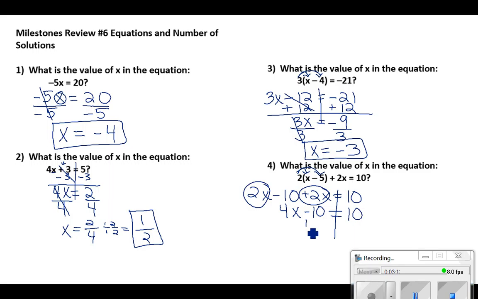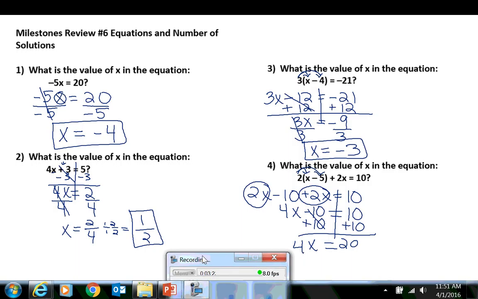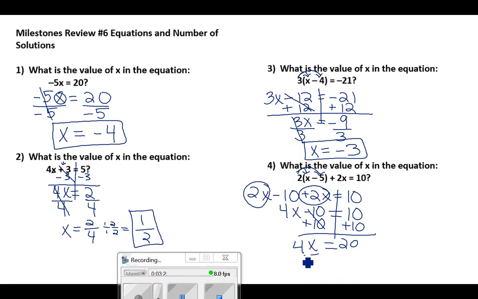Next, we're going to add 10 to both sides. So 4x equals 20. Divide 4 on both sides. X equals 5.